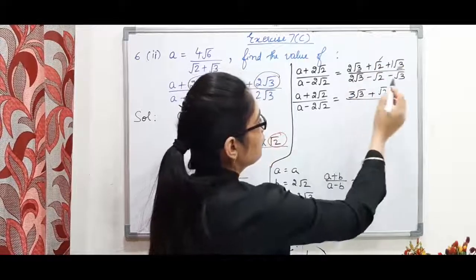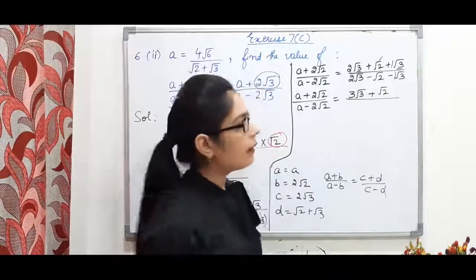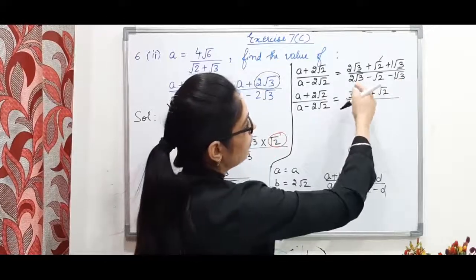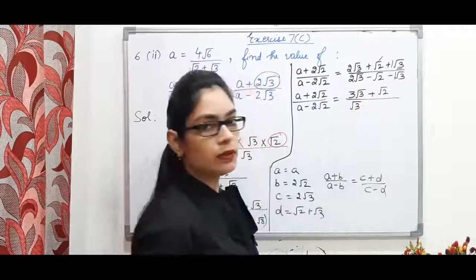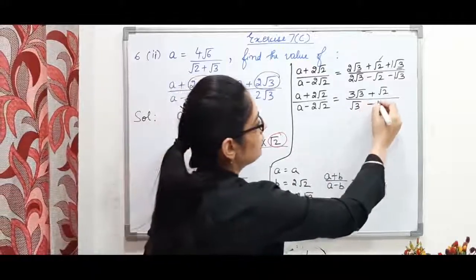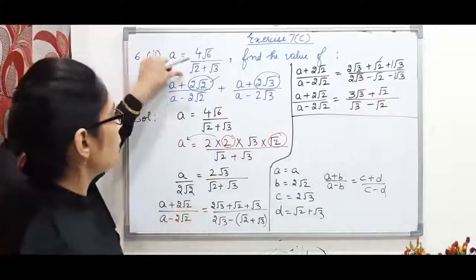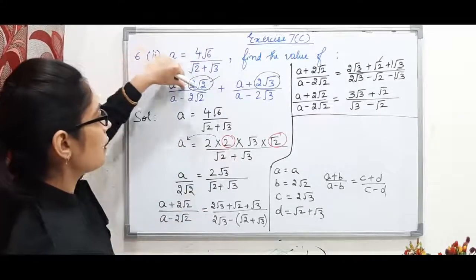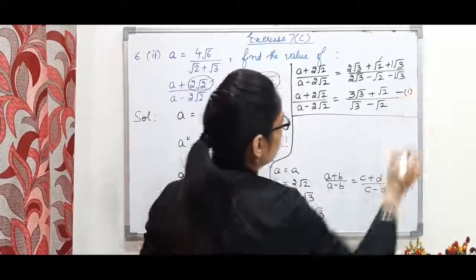Same way in denominator if I see 2 root 3 and 1 root 3, these two are like terms, so we can solve it. 2 minus 1 is 1, 1 root 3, I can write as root 3, minus root 2 as it is we can write. So we have found the value of a plus 2 root 2 upon a minus 2 root 2. So let's mark it as point number 1.